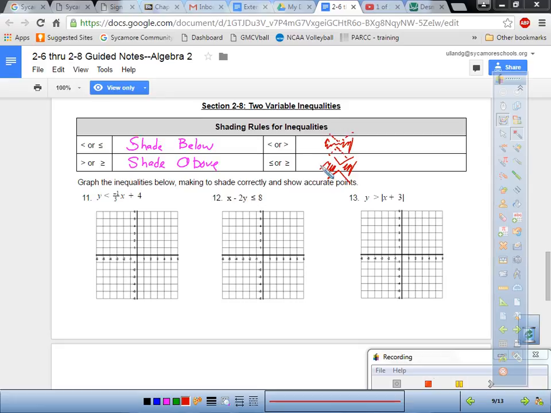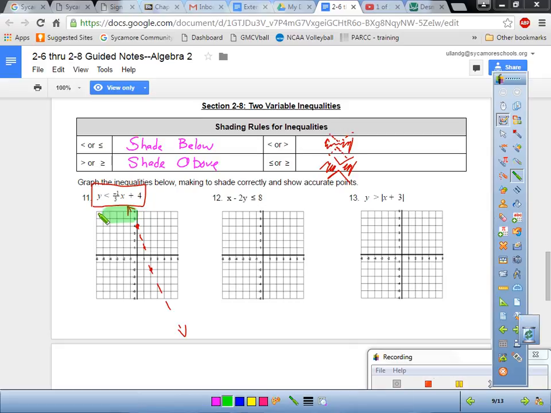So treat this to start like it's an equal sign. So this thing is usually a line. It's a line with a y-intercept of 4 and a slope of negative 1/3. So we start by graphing a line. Since it's less than, then we dash that line. If it was less than or equal to, then that line would be filled in. Okay, and then since it's less than, we will shade below it.